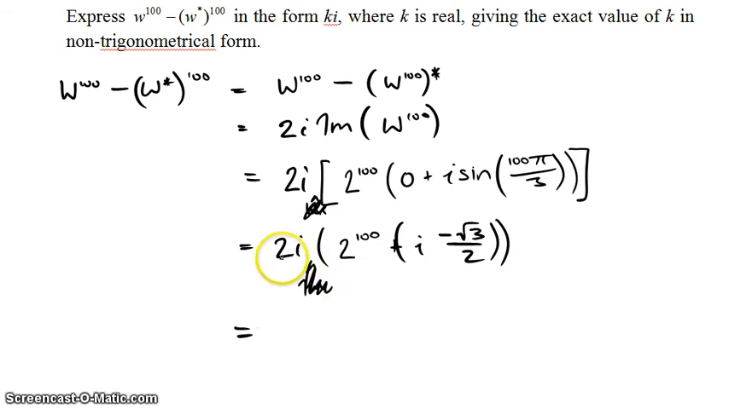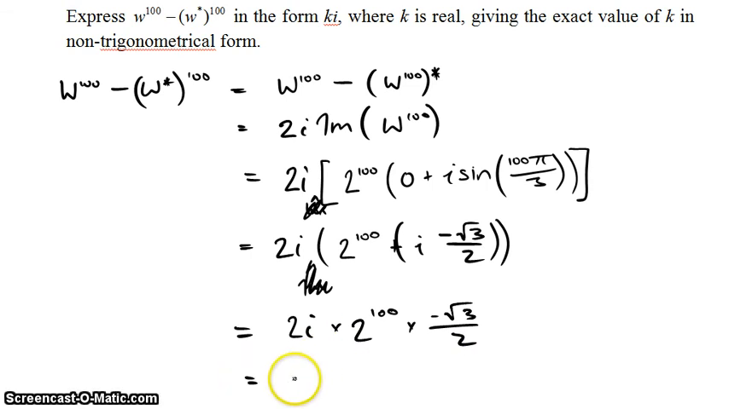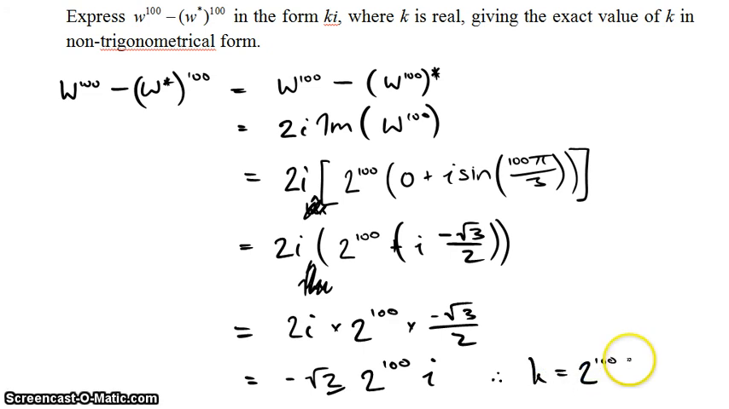So what do I get? This is just 2i times 2 to the 100 times minus root 3 over 2. This is just minus root 3 times 2 to the power of 100 times i. So therefore k is equal to 2 to the power of 100 times minus root 3. And we're done.